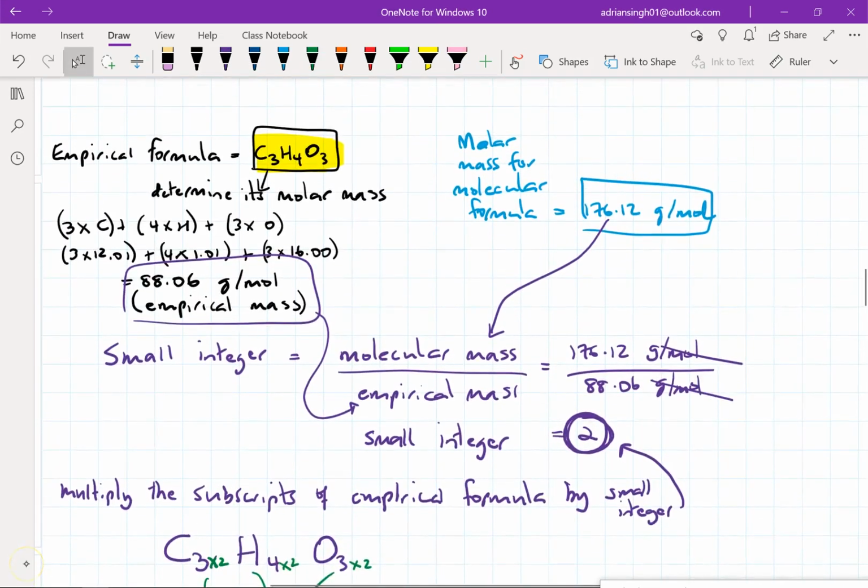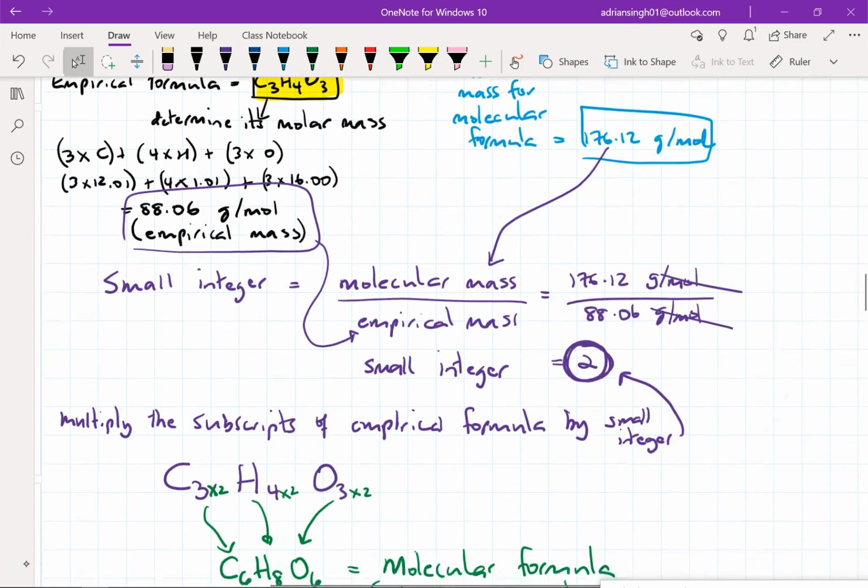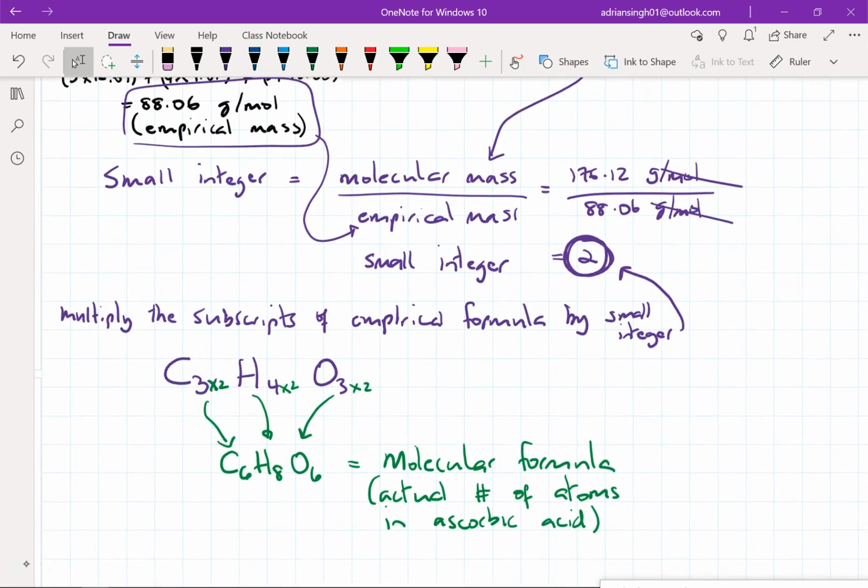So in order to determine the molecular formula, we first of all need the empirical formula, the smallest whole number ratio. From that, we can determine the empirical mass. We can then take the molecular formula mass and divide that by the empirical mass to give us our small integer, or small whole number. Then we take that small integer and simply multiply it by the subscripts of the empirical formula to give us the molecular formula for our compound.